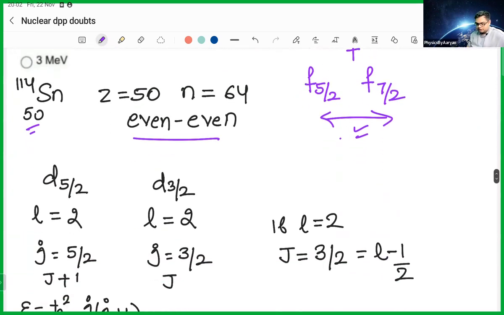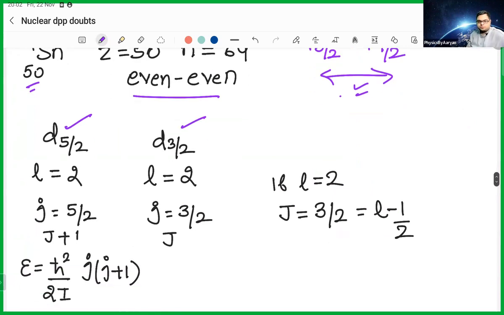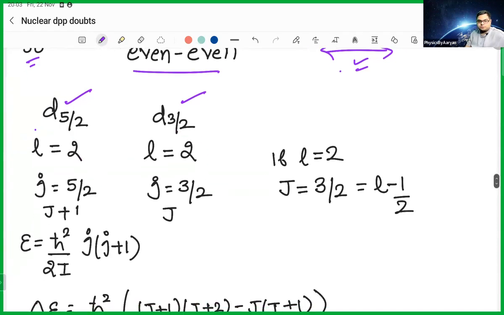Okay. So we have two things. One is d 5 by 2 and one is d 3 by 2. Since it is a d orbital, L is 2. Again, L is 2. It does not change. J is 5 by 2, and in this case, J is 3 by 2. If I call this capital J, then this is going to be J plus 1. Why am I calling this J? Just to simplify things. Let's call this capital J, and if this is capital J, then this is going to be J plus 1. And I need the energy difference between them.